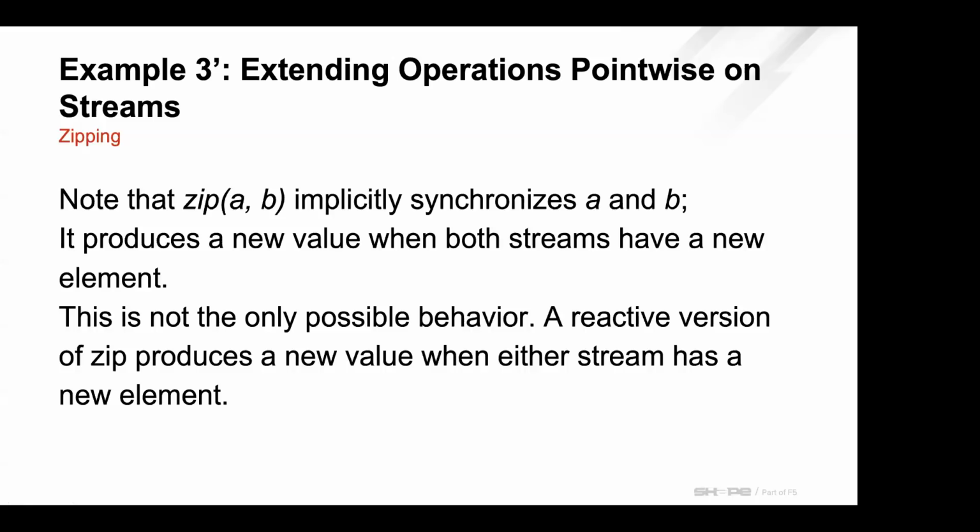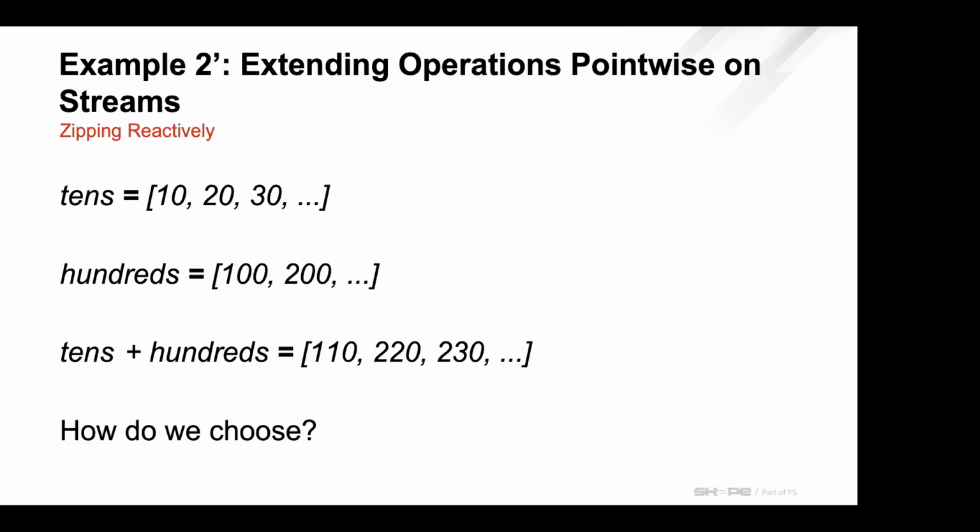Now that's not the only interpretation we could have of this zipping operation. We can think of a reactive version of zip that produces a new value when either stream has a new element. So if we look here, let's say that we have these two streams again, tens and hundreds, but hundreds are slower. So we only have 2 elements so far of hundreds, and we have 3 elements of tens. And in the previous version, we would pair 110 and 220 and produce the first 2 values. And then we'd be waiting till 300 showed up, and then we could add a new element.